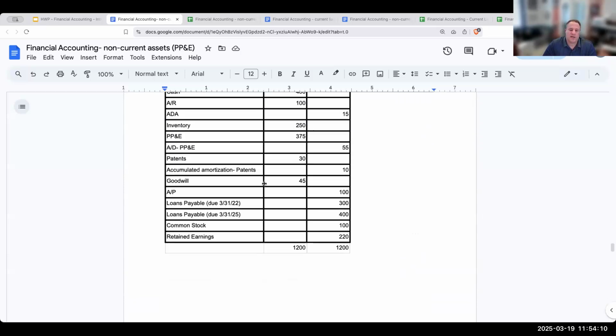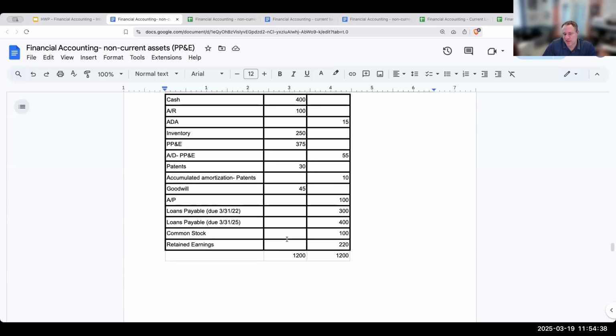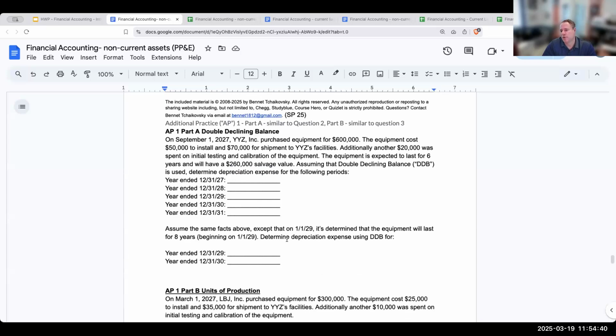Now, the other one is also a review, but again, I had you prepare a classified balance sheet for the second homework packet, which was doing the adjusting entries. But now, since we've added in allowance for doubtful accounts, and you've already seen accumulated depreciation on the equipment, we also have patents and goodwill. So what I'm trying to do here is revisit some of these different items to have you go through and do it. Basically, just prepare that classified balance sheet again as a way of review.